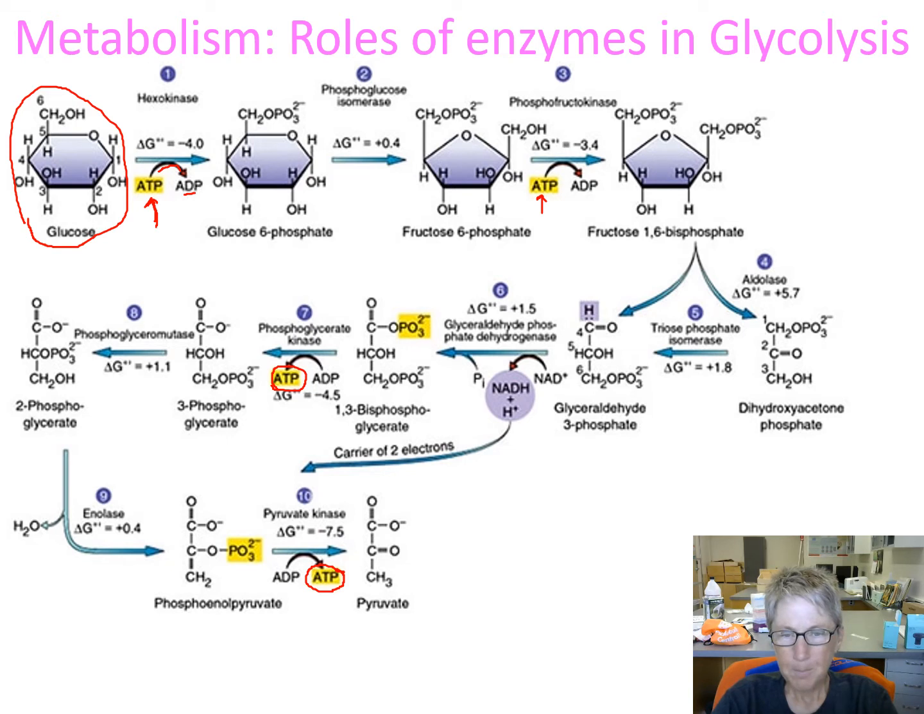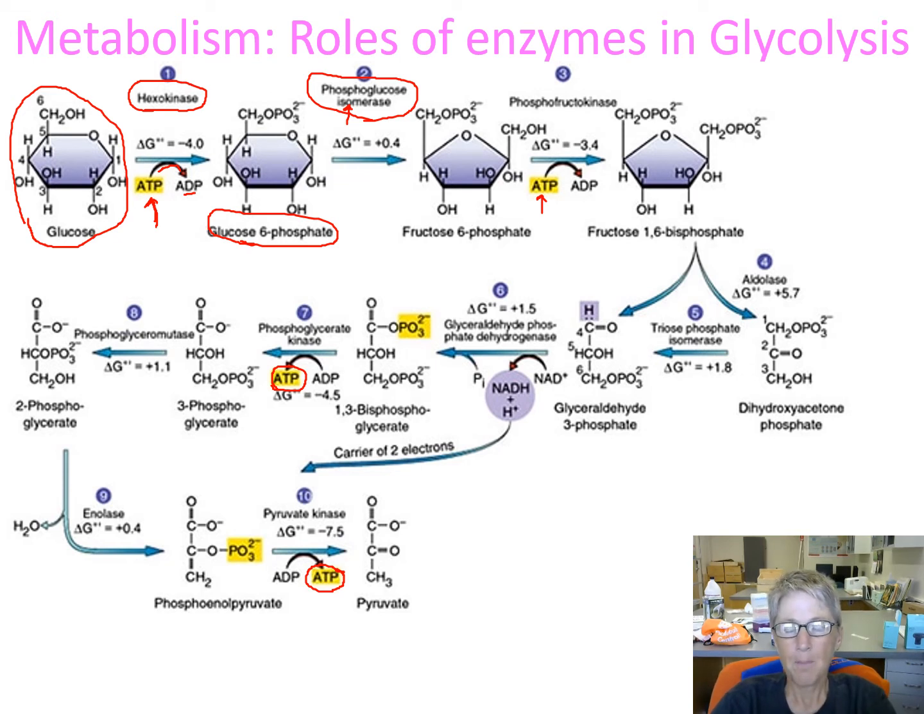Does it show it in this cartoon? You invest 2 ATPs, but you make 4 ATPs, so you net 2 ATPs in glycolysis. Here's the glucose molecule. The first enzyme to act on glucose, hexokinase, puts a phosphate on the glucose molecule, and now that molecule is called glucose 6-phosphate. Then the next enzyme to act on glucose 6-phosphate is phosphoglucose isomerase. Remember, isomerases don't add any atoms, they just rearrange the atoms that are already there.